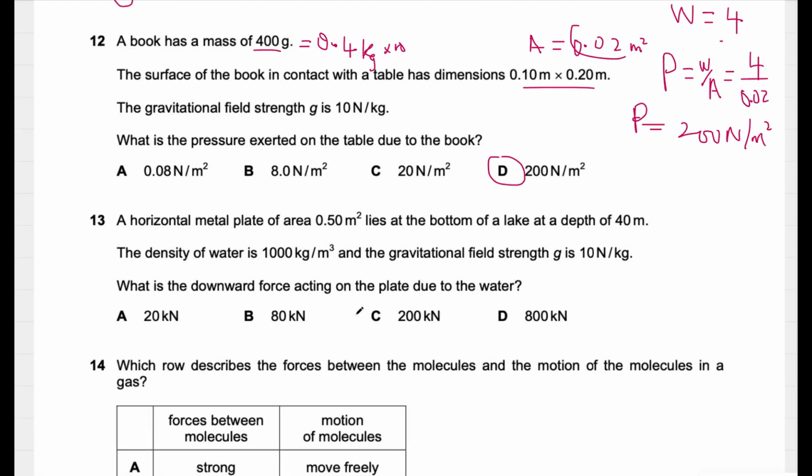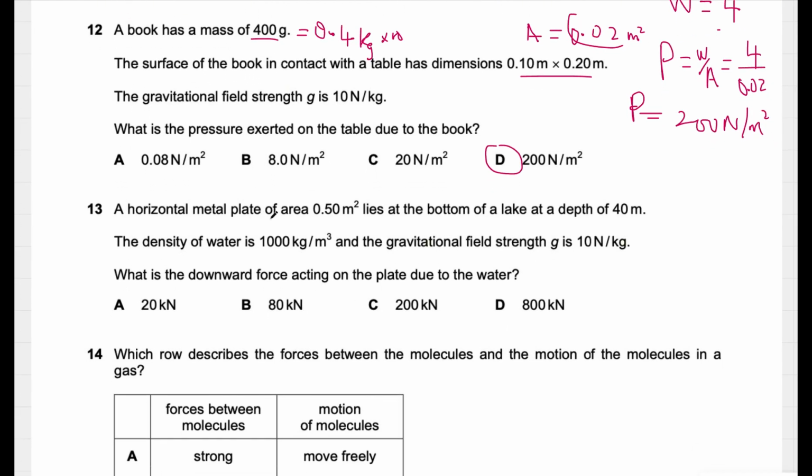Okay? Now let's go to question 30. Question 30 says a horizontal metal plate of area 0.5 meters square lies at the bottom of a lake at a depth of 40. This is H. We have area, we have height. Now the density of water is this, we have density, and the gravitational field, we have G. What is the downward force acting on the plate due to the water?